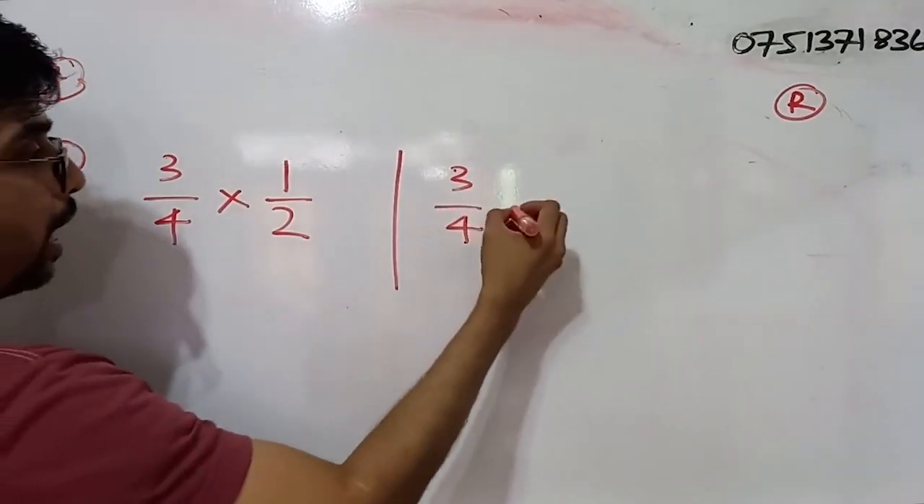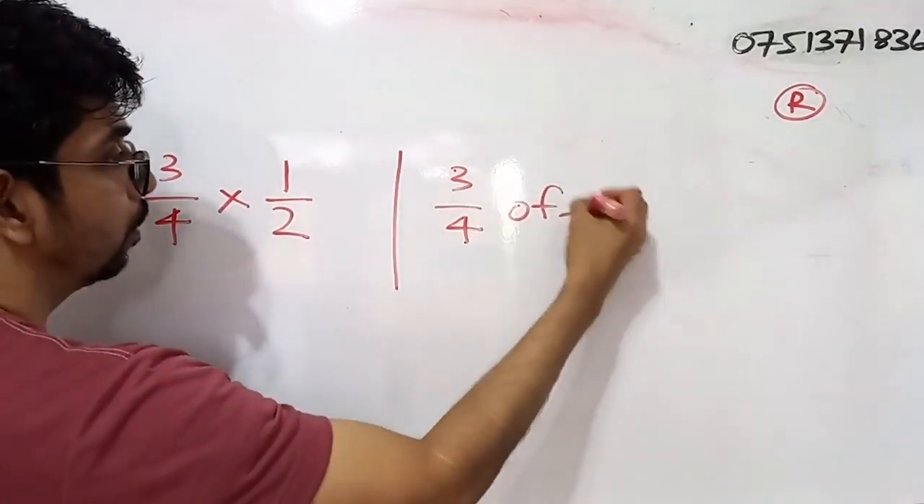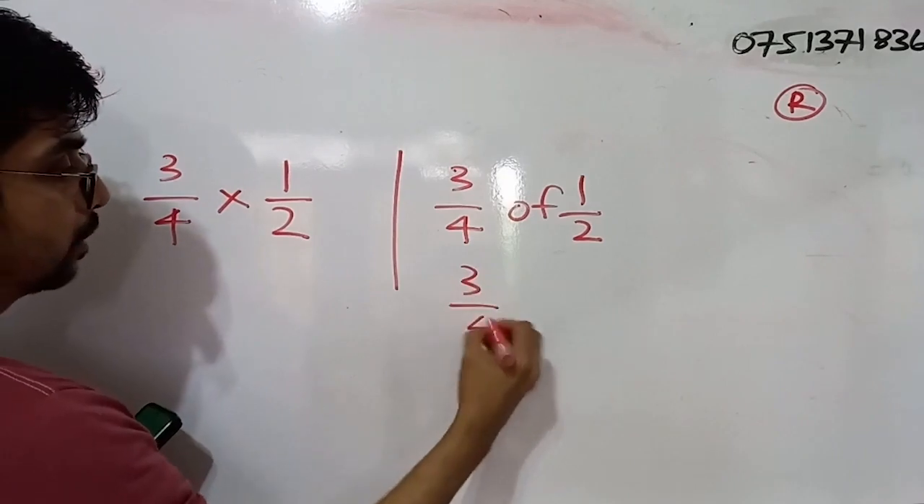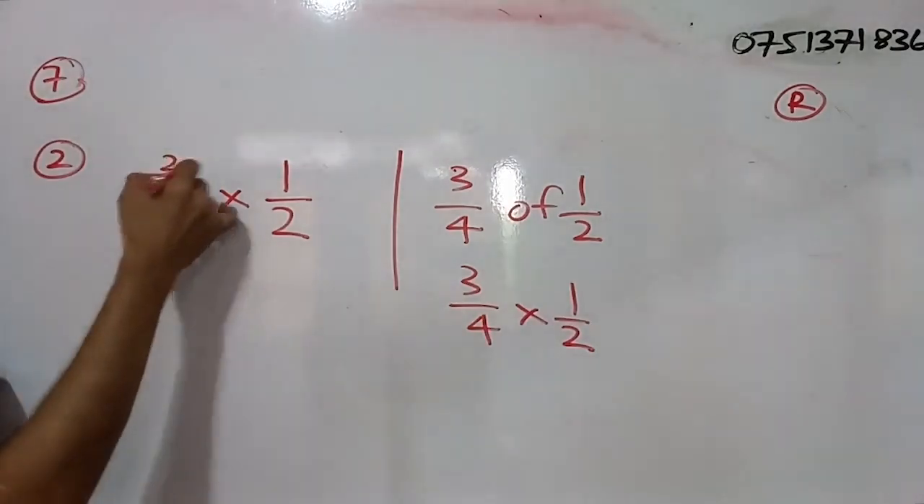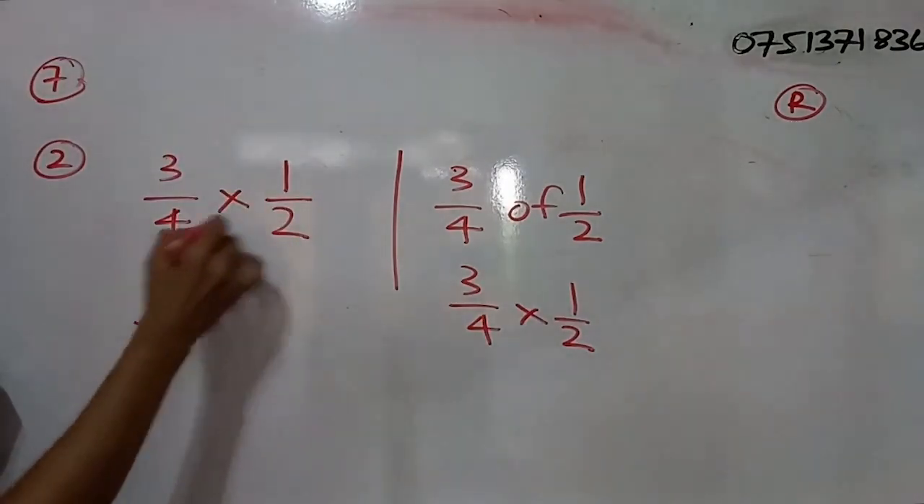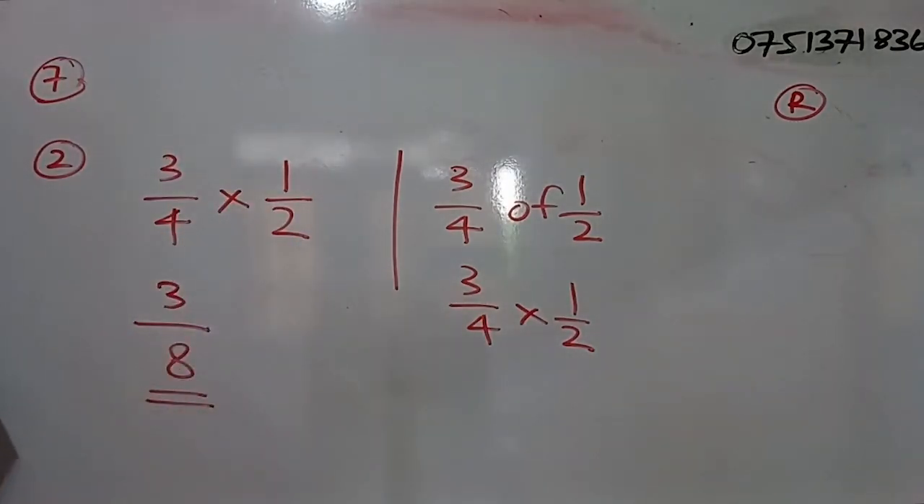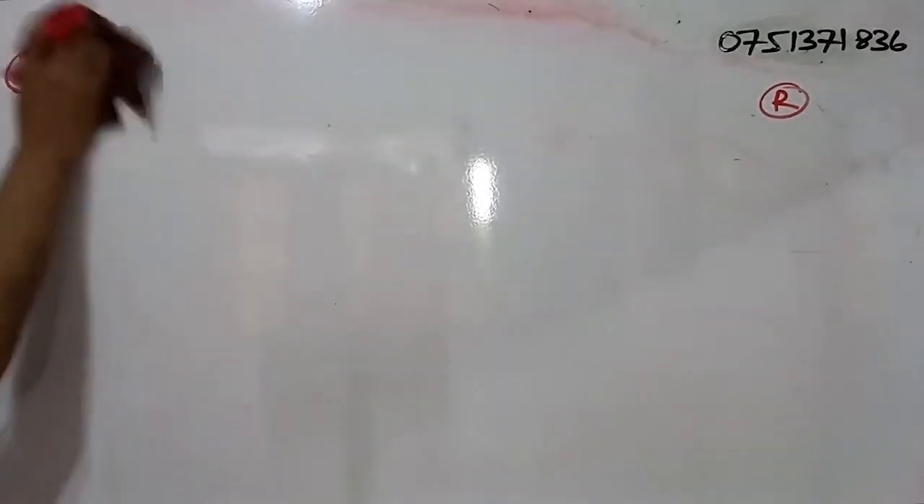If we take half of 3 by 4, we know that we arrive at the same thing. 3 by 4, we have to multiply by half. So 3 times 1, that is 3. 4 times 2, that is 8. So the answer is 8 by 3.